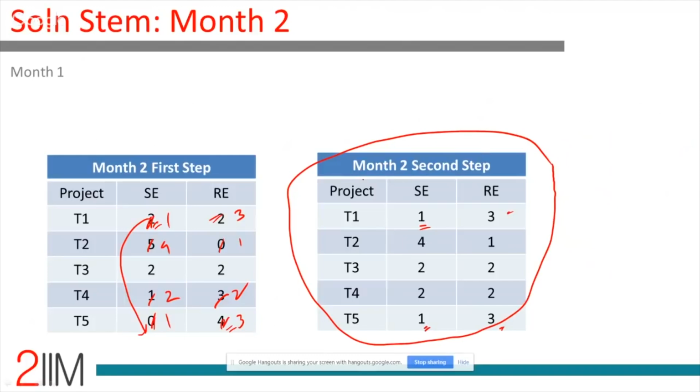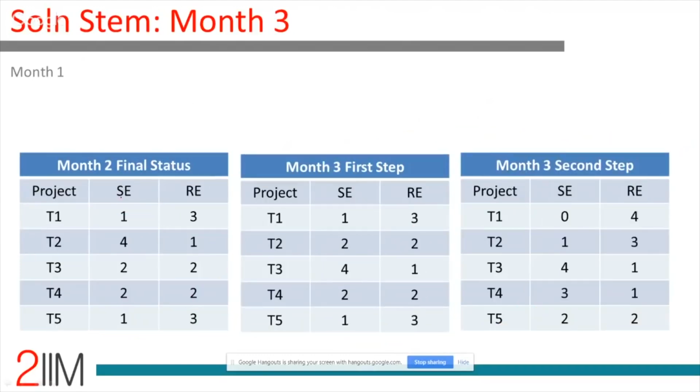From now on, I'm going to go that little bit quicker. So month 2 to month 3. I'm taking month 2, first step, and then second step. So now the transition is from here to here. This will become 2, this will become 4, this will become 2, this will become 1. I send 2 SEs this side, 1 RE that side, which is what this table is.